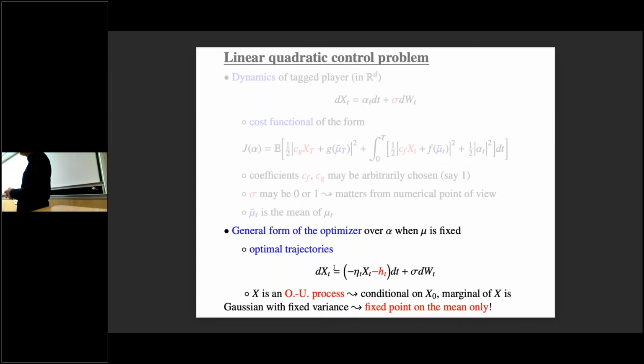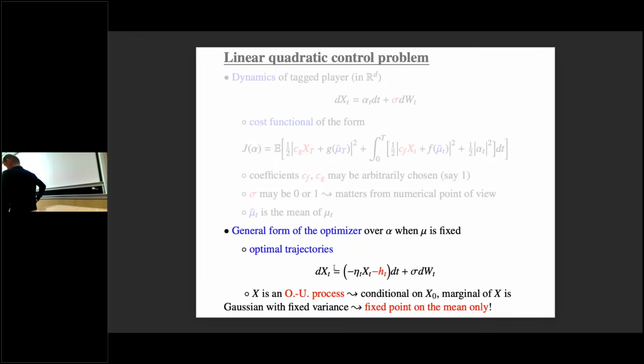So this is a problem in which the data only depends on the mean state of the population, and you know that this structure is preserved by the optimization problem, meaning that the optimal trajectories themselves are Gaussian and the only unknown is the mean. So you have to make the fixed point on the mean. So you see that this is easier. So this is a way for you to say, okay, fine, this will be a simpler problem than what I did before.